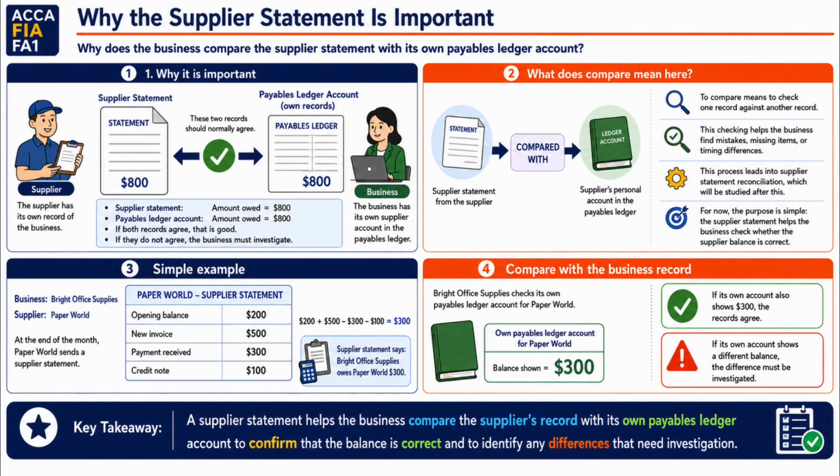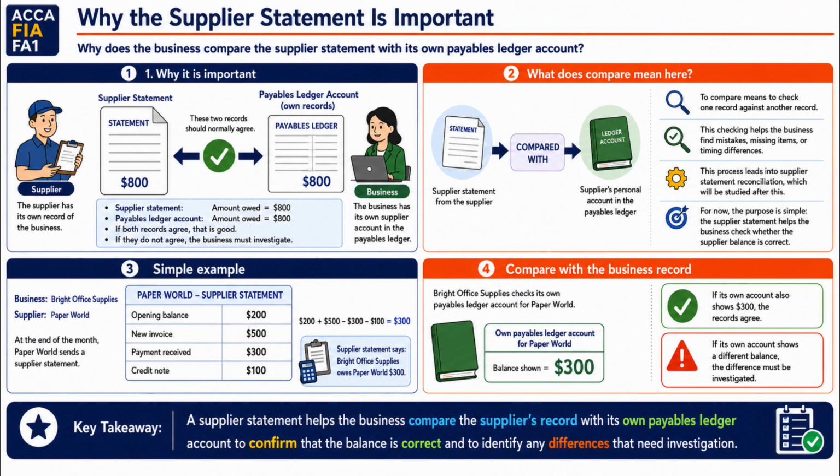Simple example. Let us imagine a business called Bright Office Supplies. Bright Office Supplies buys goods from Paperworld. At the end of the month, Paperworld sends a supplier statement. The statement shows opening balance, $200, new invoice, $500, payment received, $300, credit note, $100. Now let us calculate the closing balance. $200 plus $500 minus $300 minus $100 equals $300. So the supplier statement says Bright Office Supplies owes Paperworld $300.